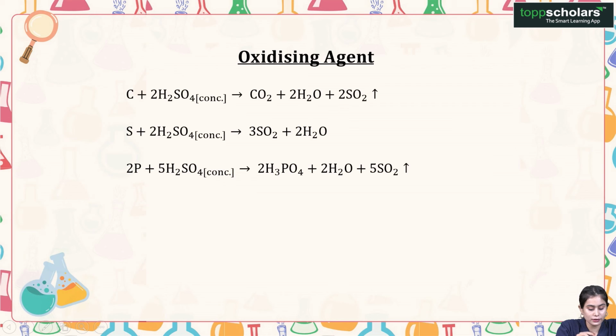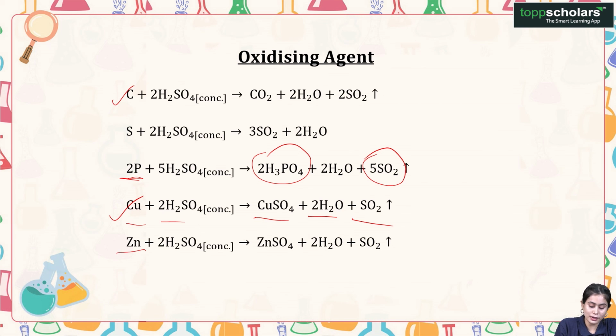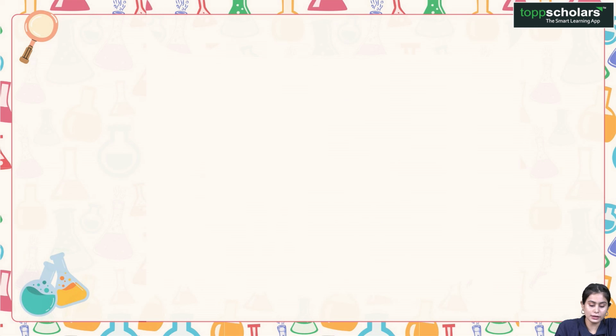Next, phosphorus. Let's see the non-metal phosphorus. In presence of H2SO4, what will happen? H3PO4, phosphoric acid is getting formed, then H2O and SO2 gas. Can you see the reaction? Copper with H2SO4, what will be formed? Copper sulfate plus H2O plus SO2. So as you can see, it is a very strong oxidizing agent. It is oxidizing the non-metals as well as the metals. Let's take another metal, zinc. In presence of concentrated H2SO4, zinc sulfate, H2O and sulfur dioxide are formed. This is common. Correct?